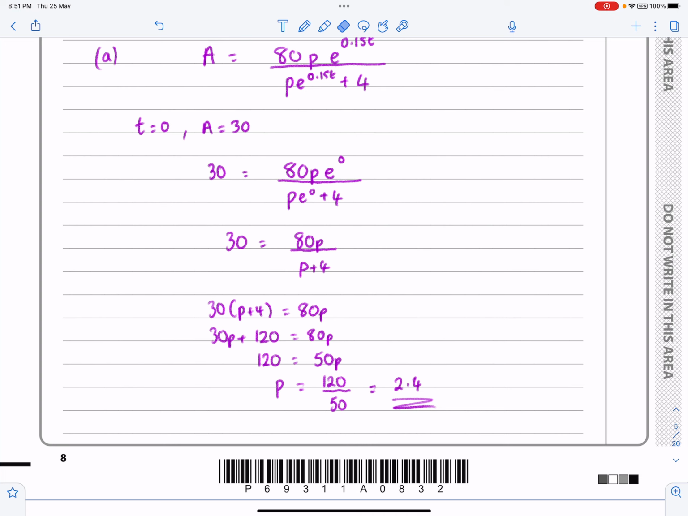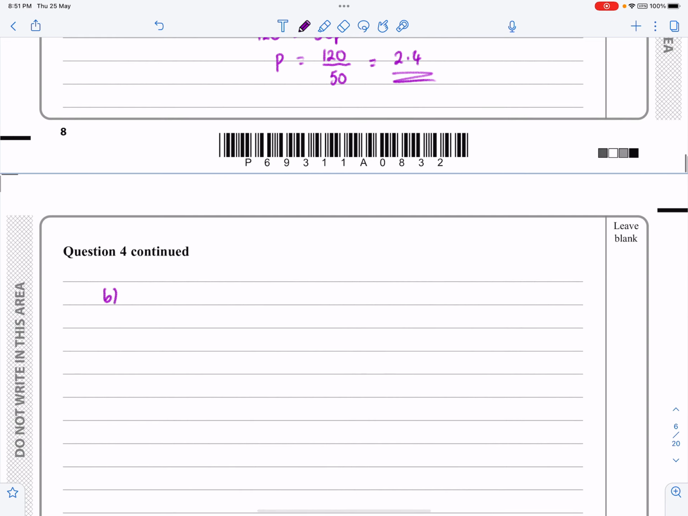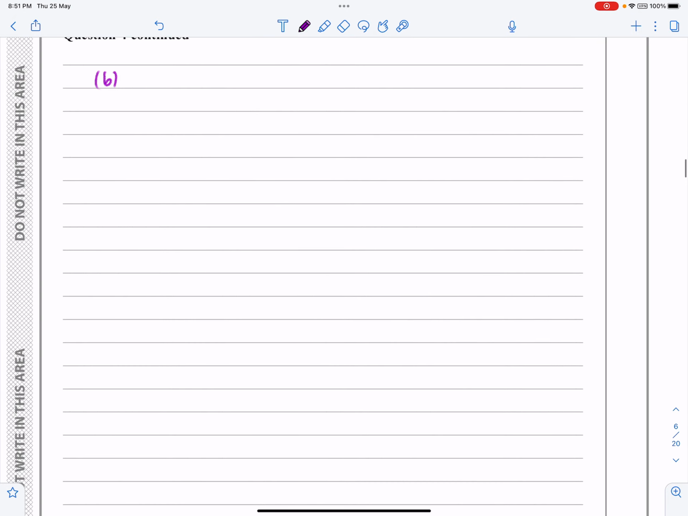Right, for part B then, as I said in the introduction of the question, they're telling me that T is equal to capital T when A is equal to 50, but we already know now that P is 2.4. So if I put that information into the original equation, I get that A is equal to 80 times 2.4 e to the t, all divided by 2.4 e to the t again, plus 4.